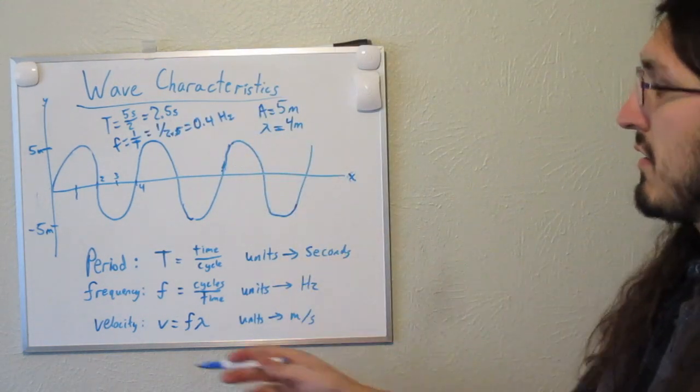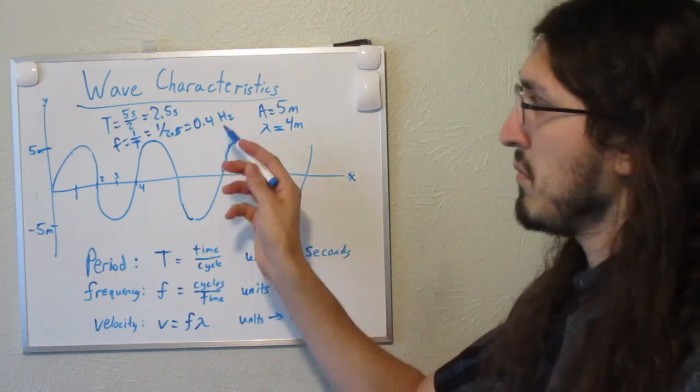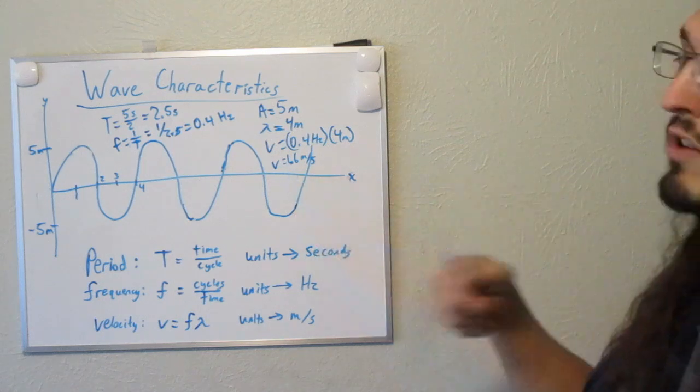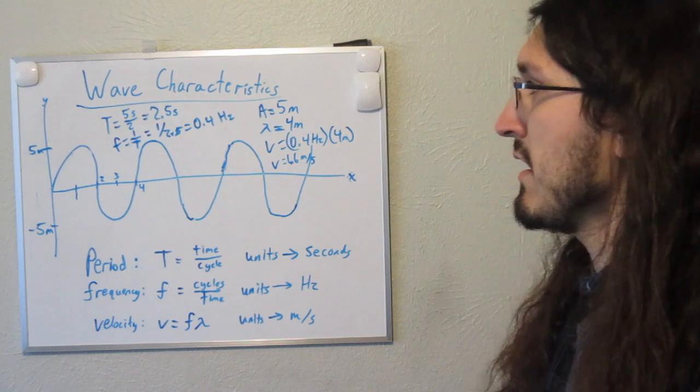Lastly, if I want to know the speed of the wave, I know it's frequency times wavelength, so I can do 0.4 times 4. And this gives me that the wave was traveling at 1.6 meters per second. So that's how you can find all those different wave characteristics on a particular wave.